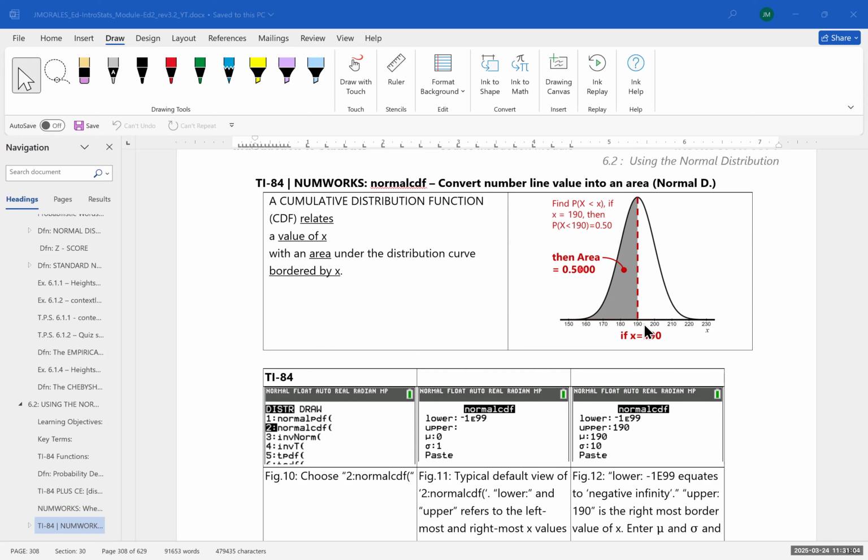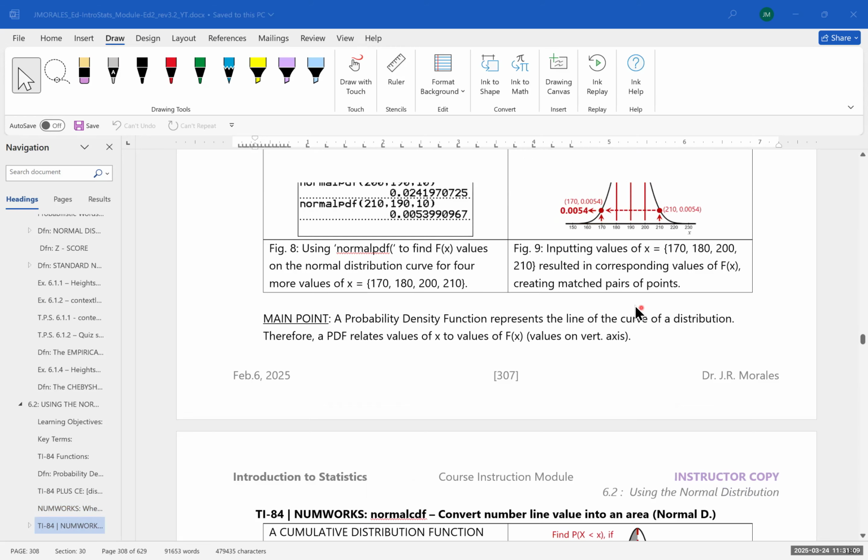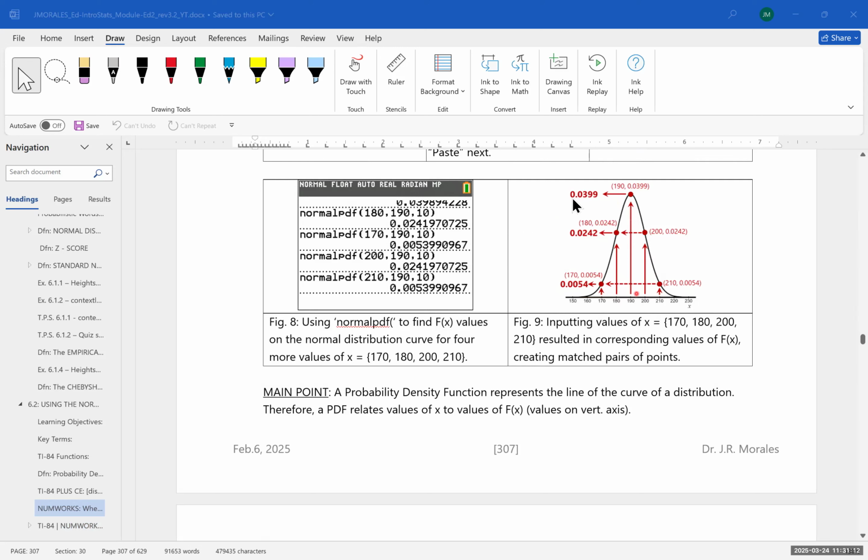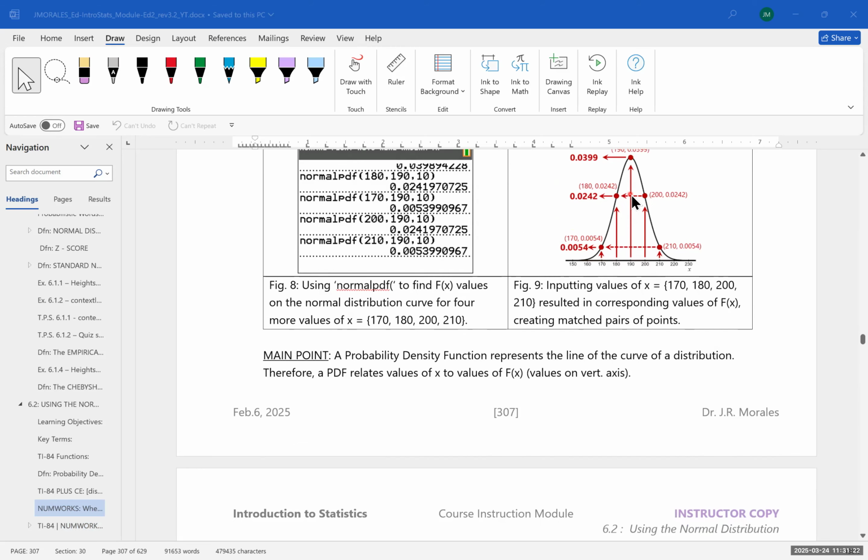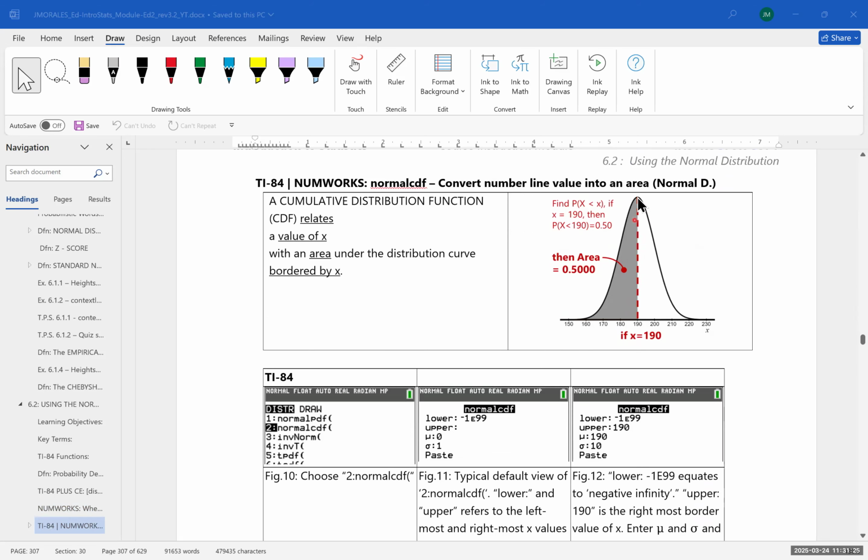So remember, with the PDF function, if we put 190 in, we got 0.0399 out. That was the value on the y-axis. That was a part of this ordered pair. But now with a CDF, if we put 190 in, it's not going to give us the coordinate for this point. It's not going to give us the y value for this point. If we put 190 in for x, it's going to give us the area next to it. Area. Okay. And remember, area is probability.